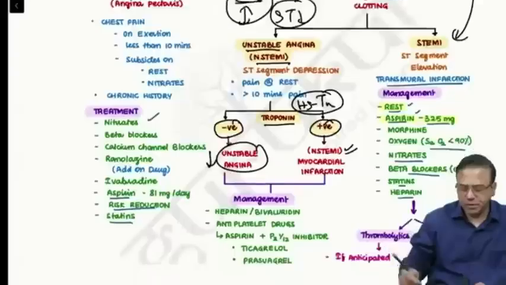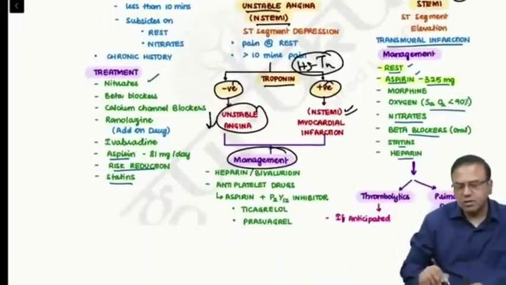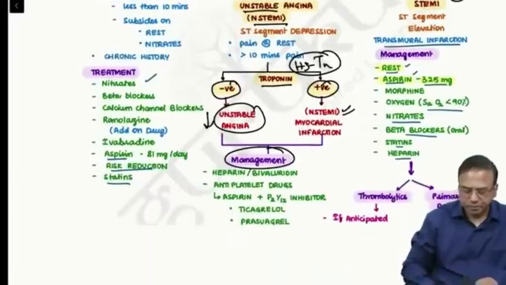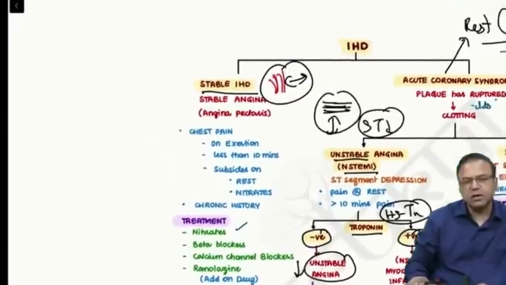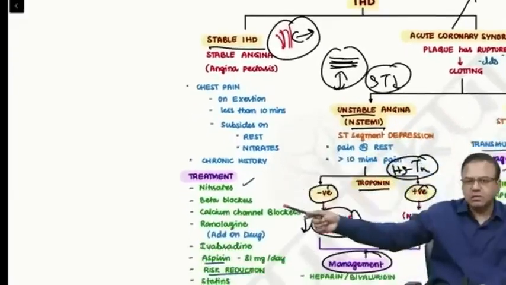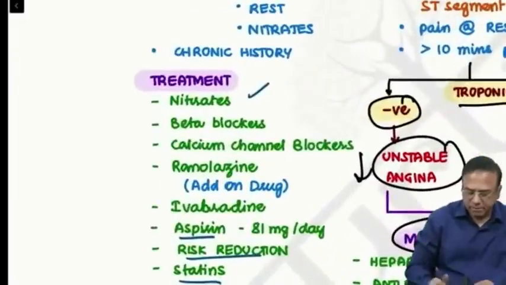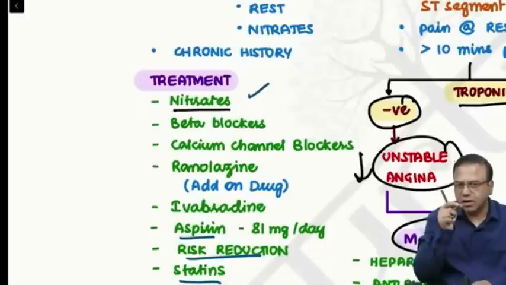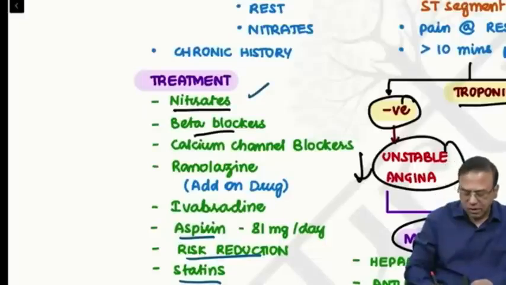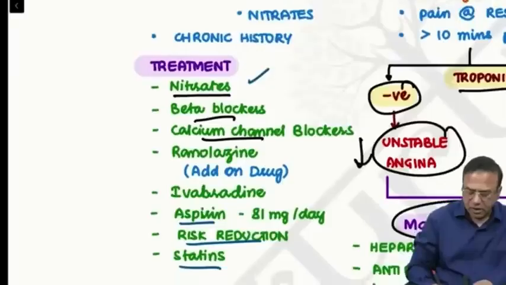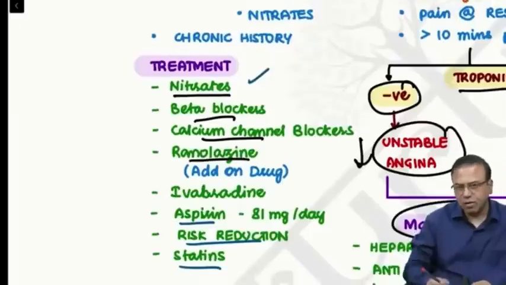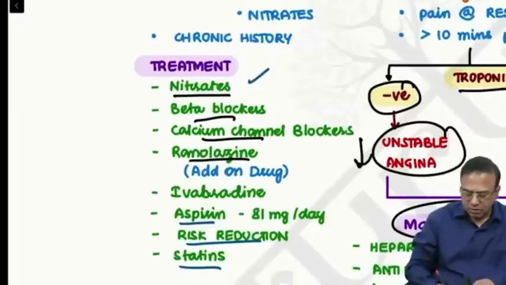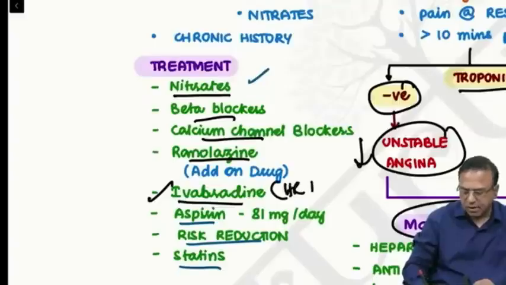Troponin is positive. The management principle in NSTEMI is asked in the exam repeatedly. First, let's finish off stable ischemic heart disease. The treatment is mainly nitrates, but don't give 24-hour nitrate, as tachyphylaxis will occur. Intermittent nitrates are allowed, along with beta blocker and calcium channel blocker. Ranolazine is never first line; it's an add-on drug, a third or fourth option. Ivabradine you'll use if the heart rate is still high despite a beta blocker.